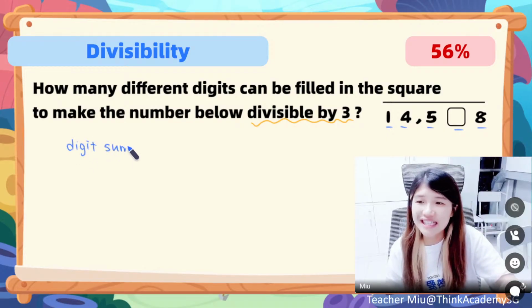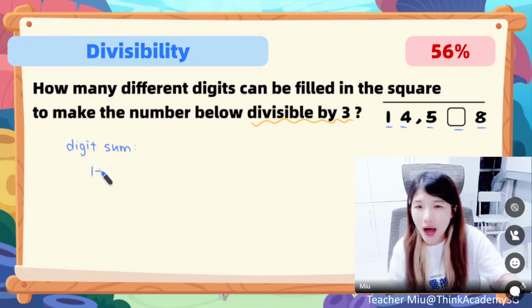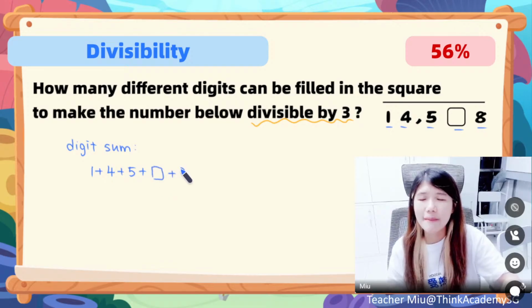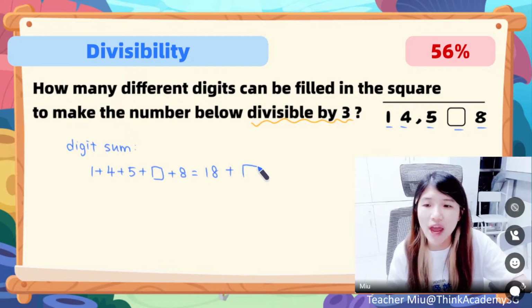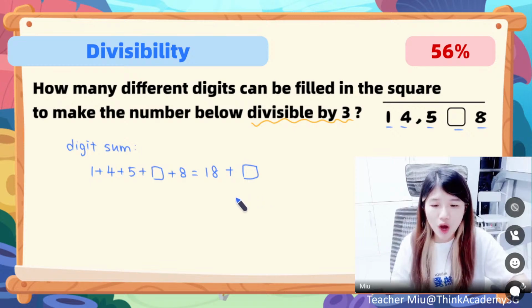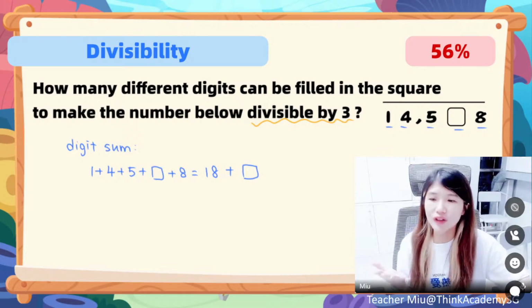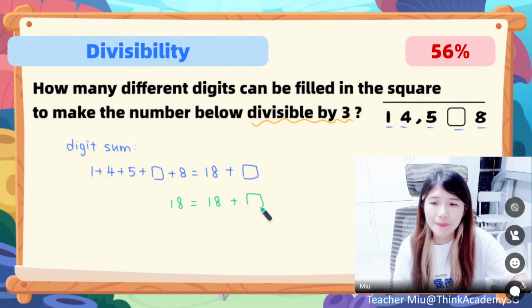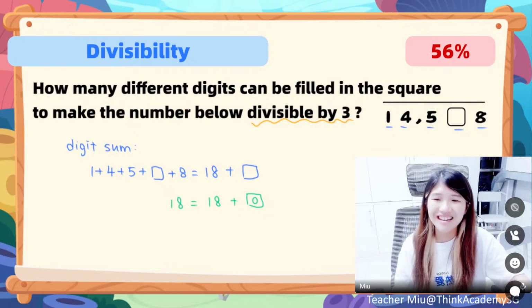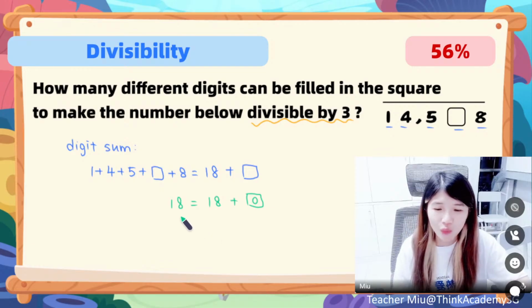For the digit sum here, which is 1 plus 4 plus 5 plus the square we are looking at plus 8, you do the things you can do first. You will find out it is 18 plus a square. Now you want this 18 plus a square to be divisible by 3, so you can just start with the number which is divisible by 3. For example, 18 is divisible by 3. Then the square is a 0. Right? And continue.